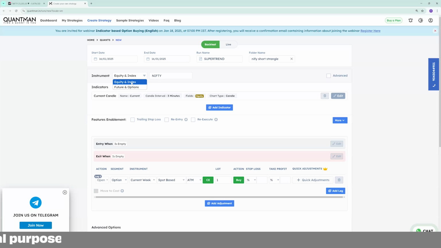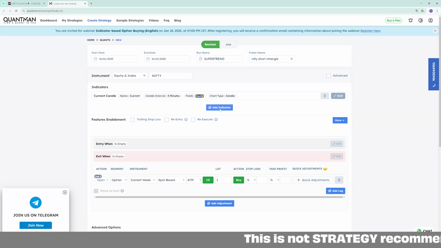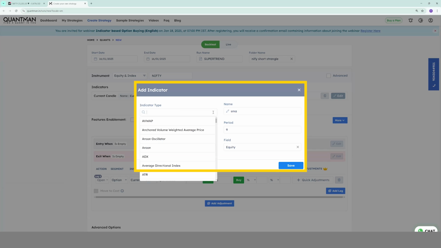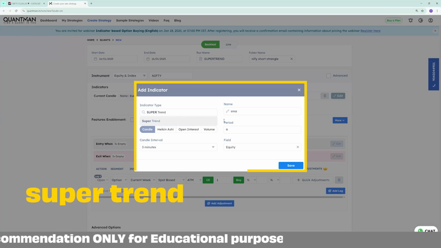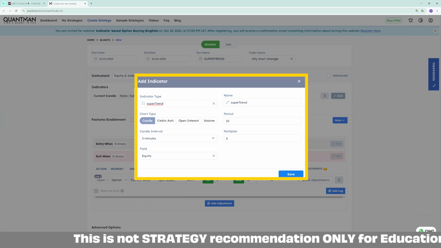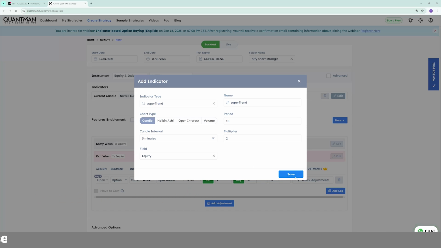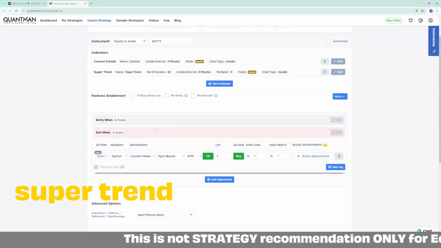Okay. Now I take the equity and index chart, so in the field it will show equity. Supertrend 10,2, 3 minutes, equity. If you want to do a backtest on Heiken Ashi, you can choose Heiken Ashi. Now I am currently doing it in candlestick. So I use candlestick. Total 2 indicators added: one is current candle, another one is Supertrend.